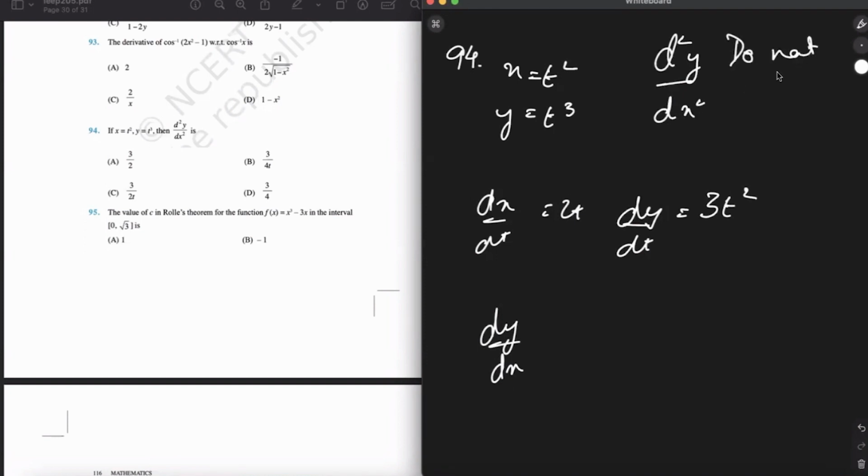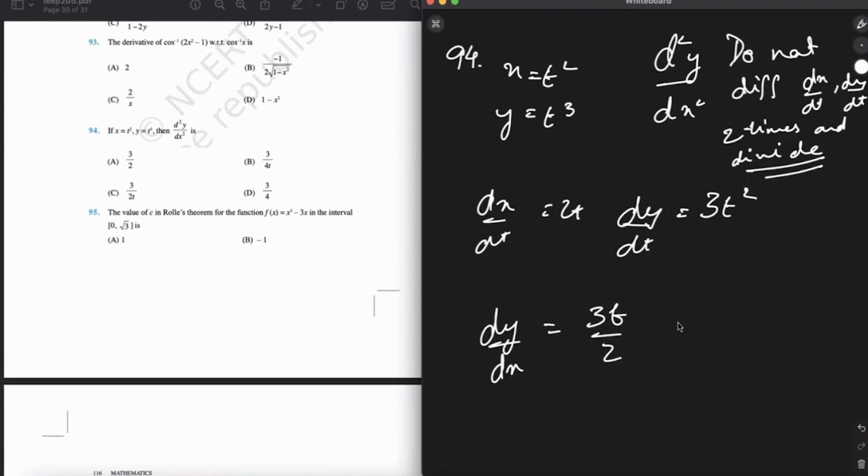Whenever you have to find d2y upon dx square, do not differentiate dx by dt and dy by dt two times and divide. This is not to be done. Okay, this is a very big blunder. So what do you have to do then? We just have to find dy by dx first. Okay, then we'll differentiate it with respect to x. So what will be dy by dx? dy by dx equals 3t by 2. Alright, now differentiating it further with respect to x, I'll be left with d2y upon dx square equals 3 by 2 dt by dx.